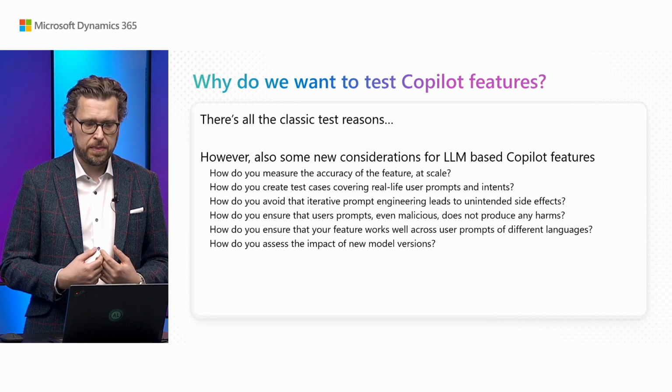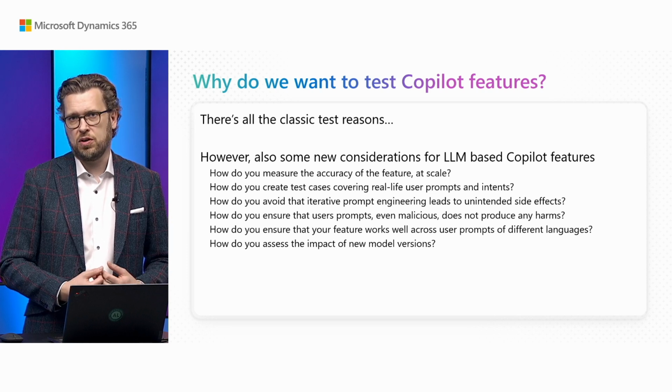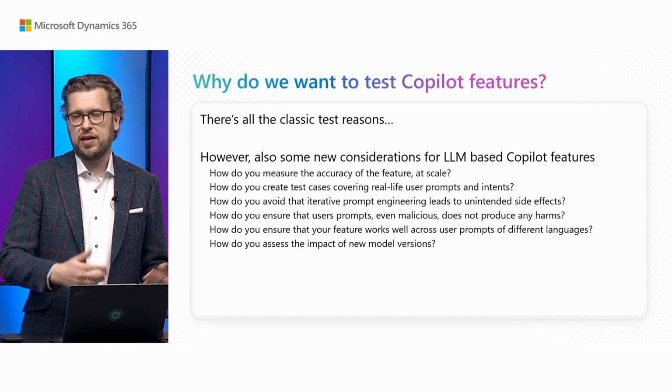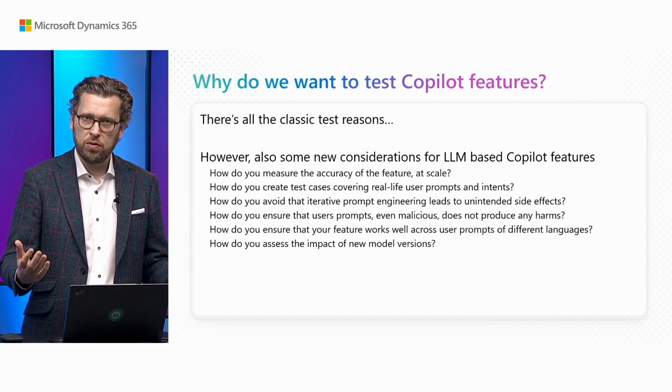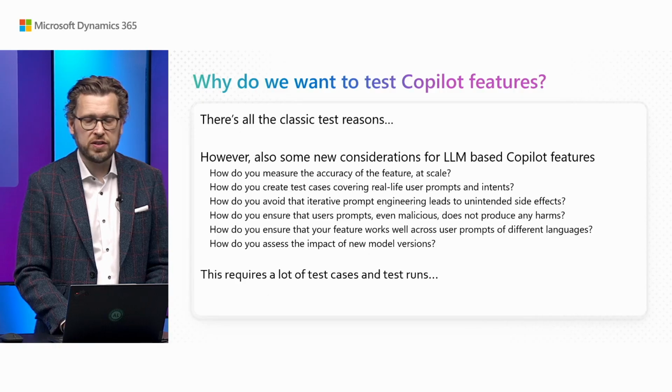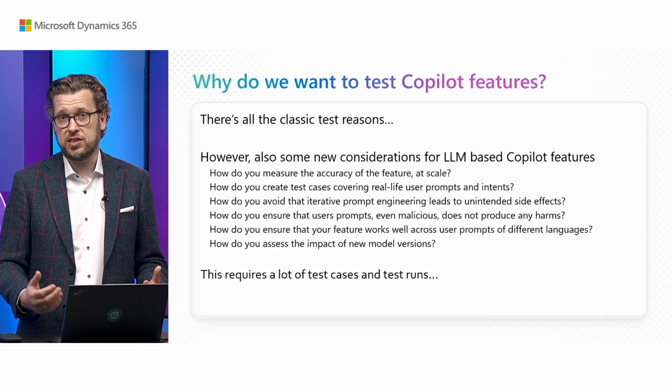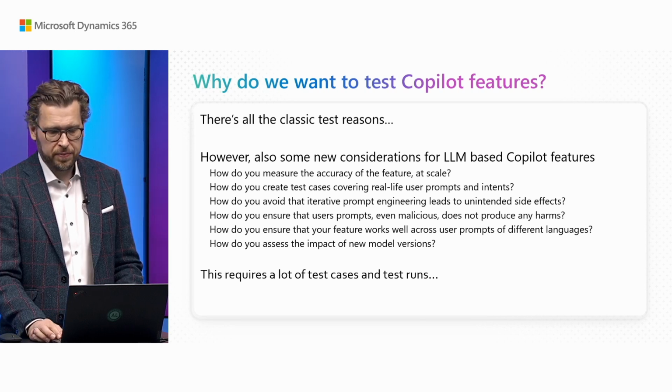LLMs, even other types of models like small language models, are not static, right? They evolve, there are new versions coming out, new capabilities, but it also means that there could be differences in the responses that you get back for the exact same circumstances compared to maybe half a year ago. So how can you ensure that as models change, they don't impact your Copilot features in a way that you did not intend to? And all of this requires a lot of test cases and test runs to cover these areas.